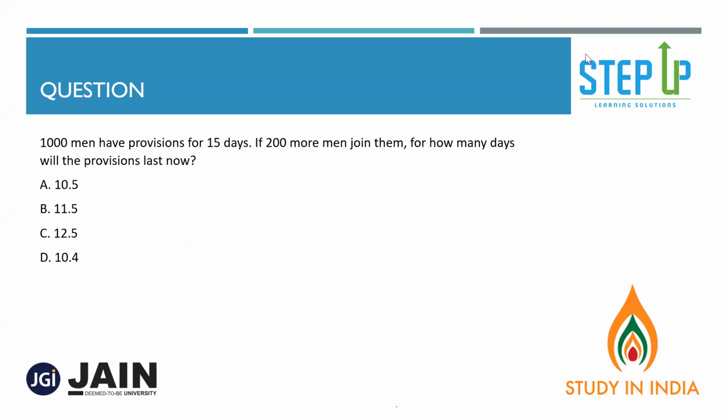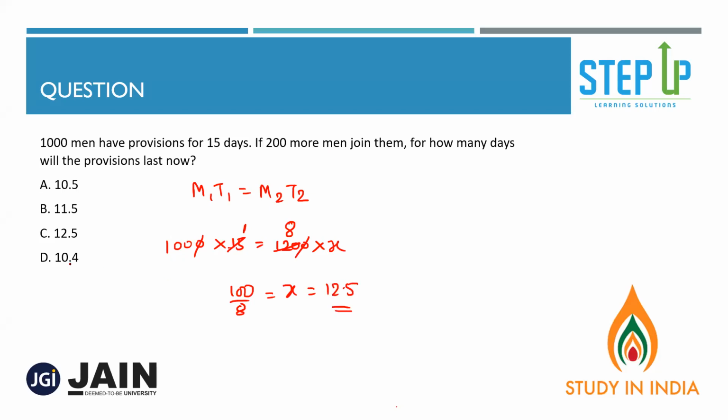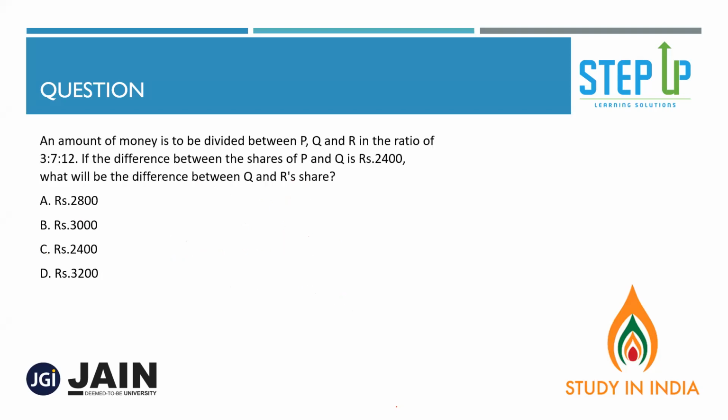So how would it be? M1 T1 is equal to M2 T2. This will be 1000 into 15 is equal to 1200 into X, right? So 15000 by 1200, 150 by 12, is equal to 12.5. That's the answer. Right. Okay. Let's move on. Right, flywheel. That's the correct answer. Fine.